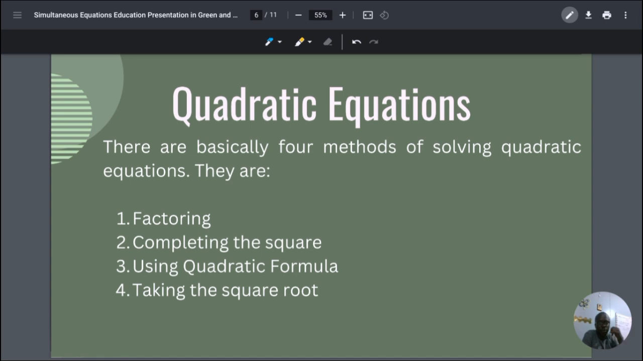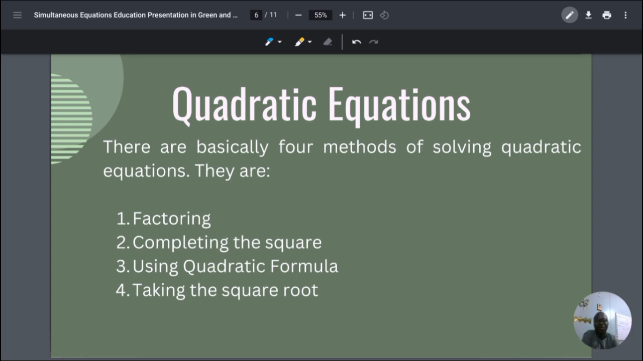There's the factoring method. Some people say factorization method. We have completing the square, using the quadratic formula, and taking the square root. So for your level, this is year 9, we'll basically be treating maybe 2, 1 and 3, factoring and using the quadratic formula. I might just chip in 2, the second one also, which is completing the square. So get ready for that.